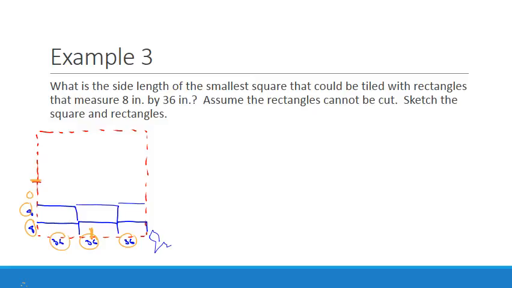We're looking for, if we count by 36s, what number would pop up that also would pop up when you're counting by 8s. So that would end up being the length that these side lengths could be. So let's find that LCM.